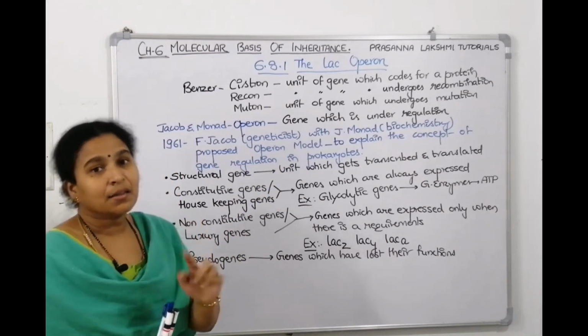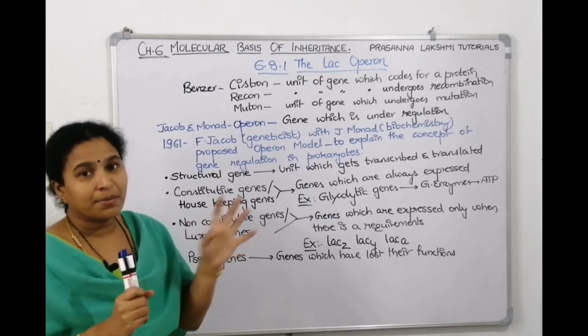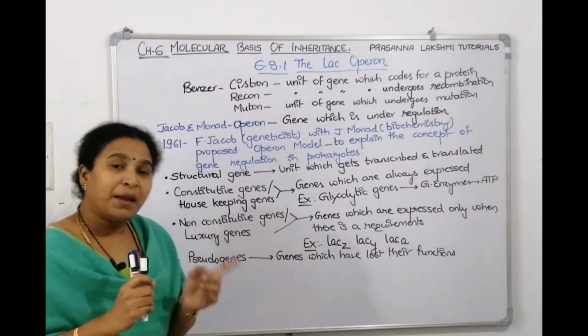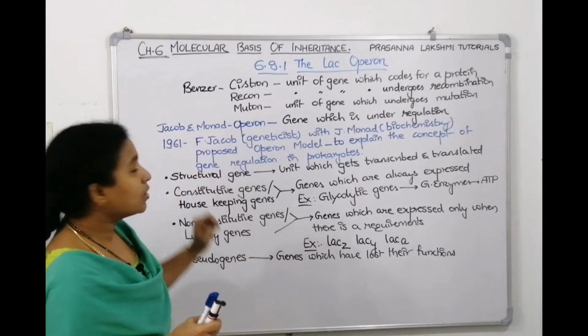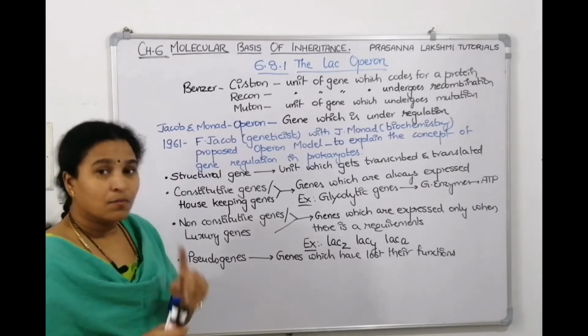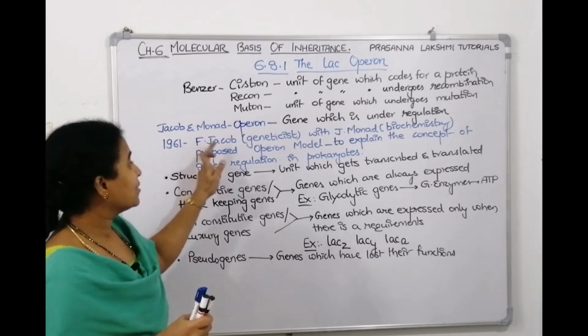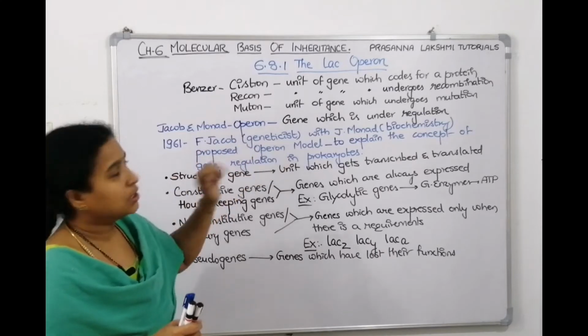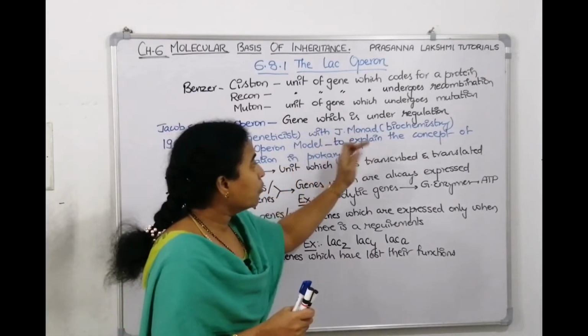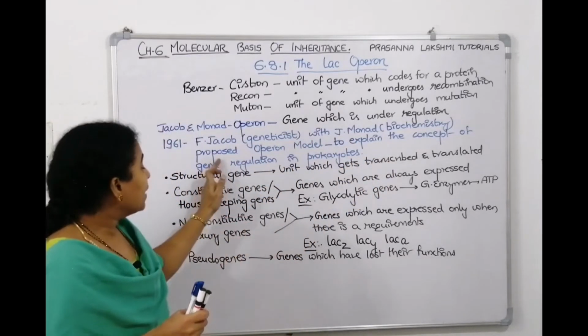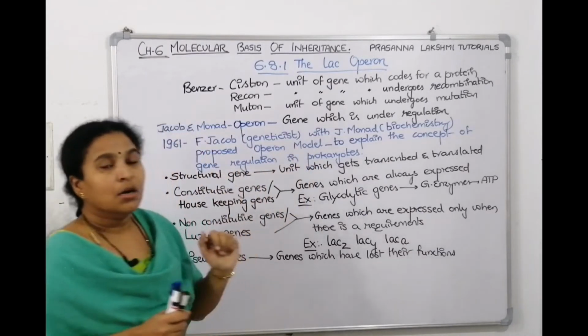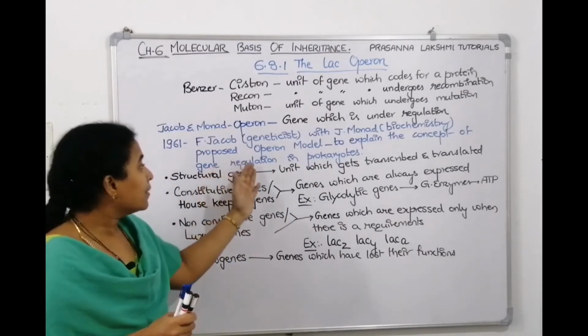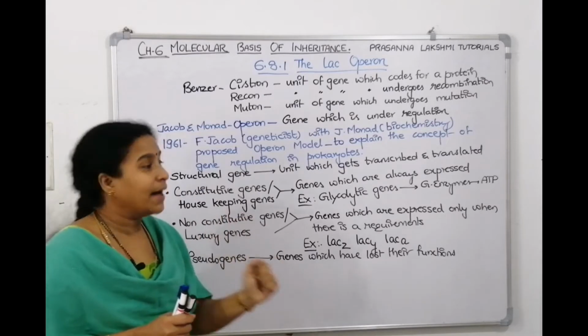Now, who explained the concept? Operon was coined by these scientists, and they explained the Operon model also. In which year? 1961. What are the names of the scientists? Francis Jacob, who is a geneticist, with Jacques Monod, who is a biochemist. They proposed the Operon model to explain the concept of regulation in prokaryotes.